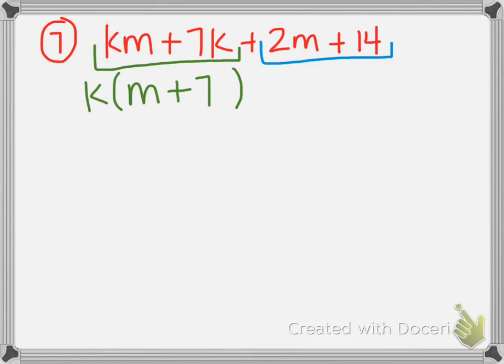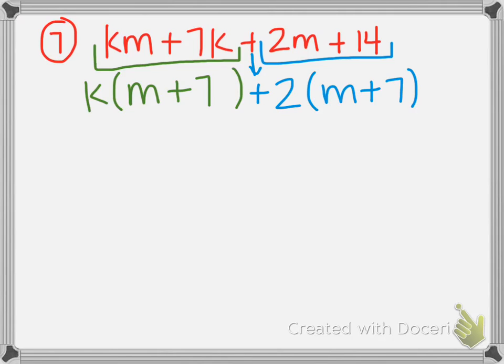Then I need to do the same thing with the 2m plus 14. Notice that I can divide both of those terms by 2, and when I divide both of those terms by 2, I get m plus 7. Also notice that this is a positive 2, and that the sign between the 2 groups was positive. So I've got a positive 2 there.